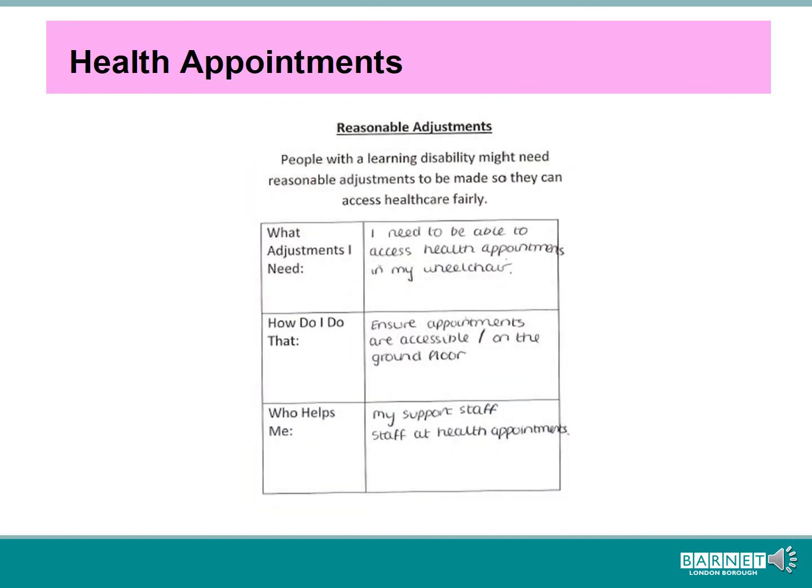So the final example is if someone is wheelchair bound, and so they'll definitely need reasonable adjustments to be made. First of all, they'll need to be able to access the building, and they'll also need the extra time to get in and out of the room to see, for example, the GP. And they can be supported by support staff or health staff.